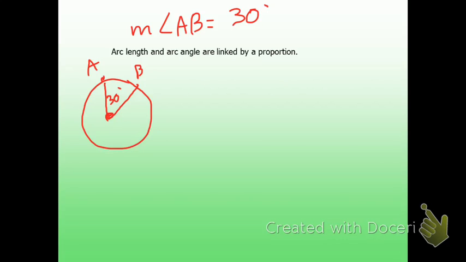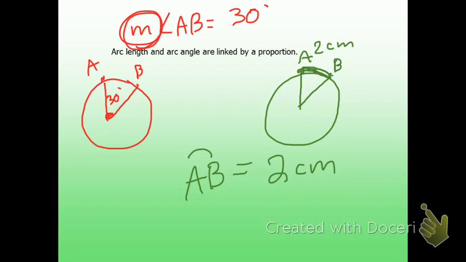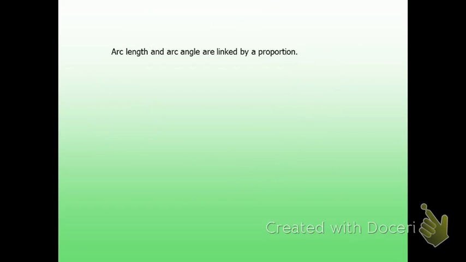But when we're talking about arc length, that's an actual length. So consider this circle to be a circular park, and you want to walk from point A to point B. The arc length will be the distance that you're walking on that curve around the circle from point A to point B. So let's say that was 2 centimeters, then AB, without the measuring symbol, equals 2 centimeters. So arc measure is degrees, and arc length is how long an arc actually is, if you were to straighten it out and hold it against a ruler.